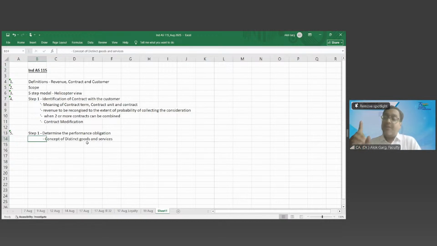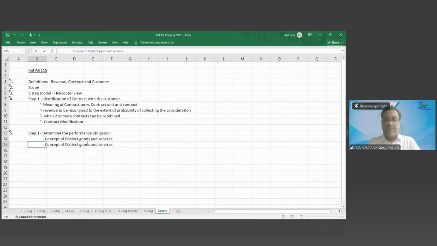And remember, within the context of the contract, it is considered as distinct if it is not interdependent, if it is not highly customized, if it is not highly modified, integrated, right? And we did so many examples of that also. The concept we have discussed.